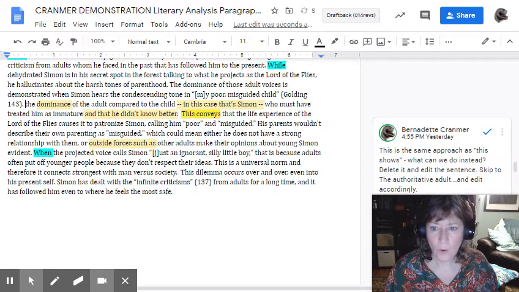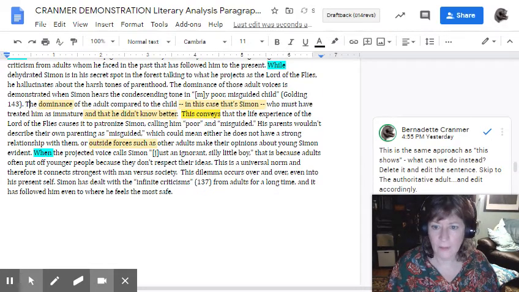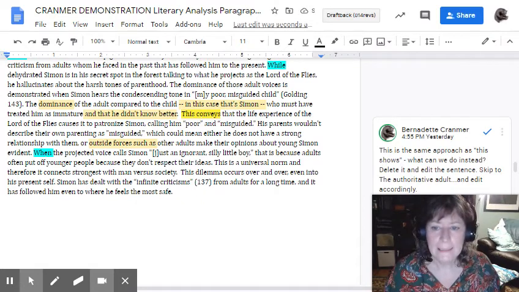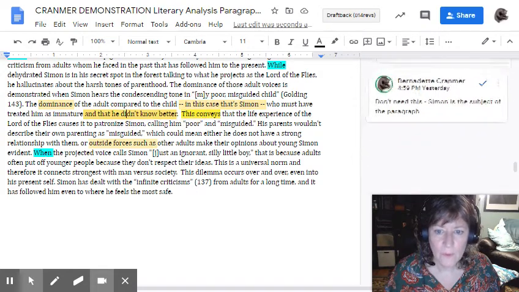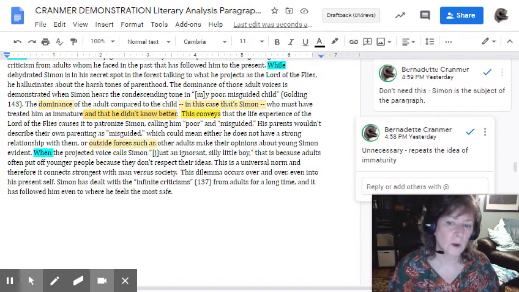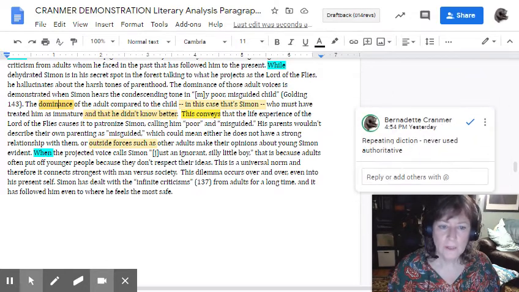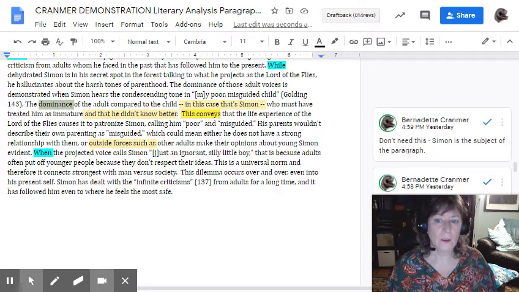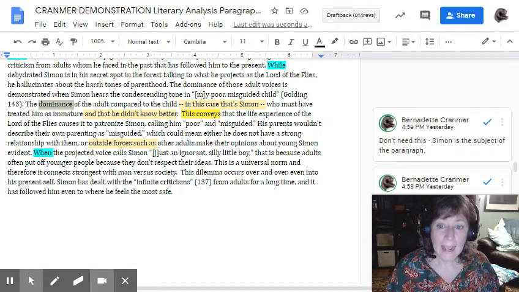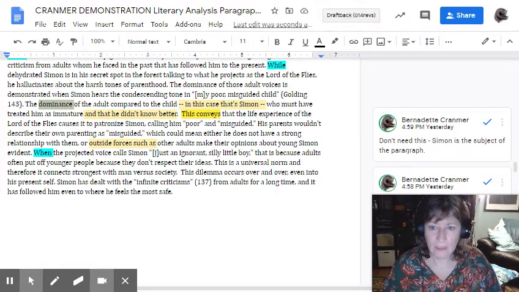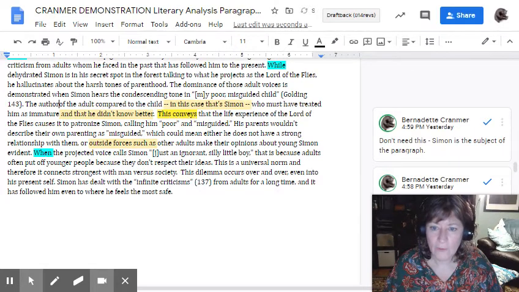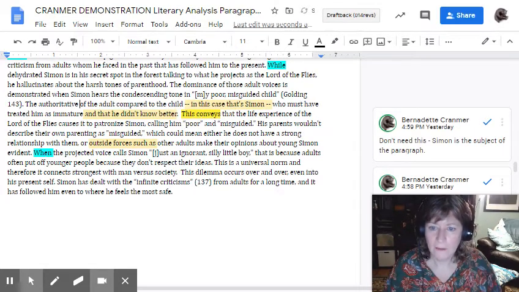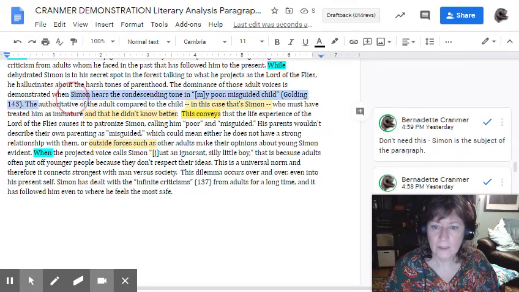Now, when we delete that, we've now gotten rid of the verb for the sentence. So now we don't have a complete sentence. But instead of fixing that right away, I see that I've got 1, 2, 3 more problems I've got to fix. So I want to look at those before I worry about the verb. Okay, this first one, dominance. We're repeating diction. You can see right here we have the word dominance here and we have the word dominance here. We do not want to repeat our diction so much. And we didn't use the word authoritative, even though we talked about using it yesterday. We never used it. So let's put that in. And when we do that, it says the authoritative of the adult.